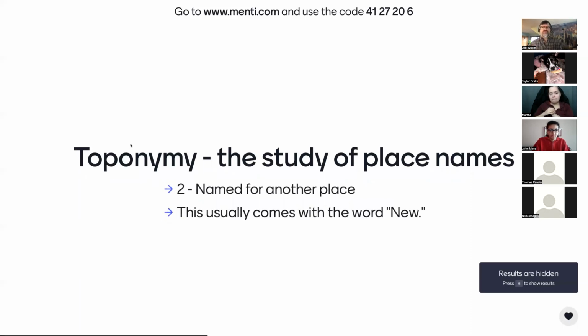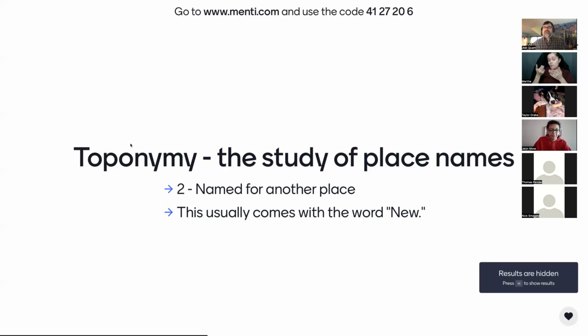Well, the word new is the huge clue here, isn't it? If the place name has the word new in it, then it's almost certainly going to be in this category. We're referencing that place. Now, places named for people, it may tell you something about the history of the location, which explorers came through, or it may tell you who was important at that time in history and was honored with a place name.